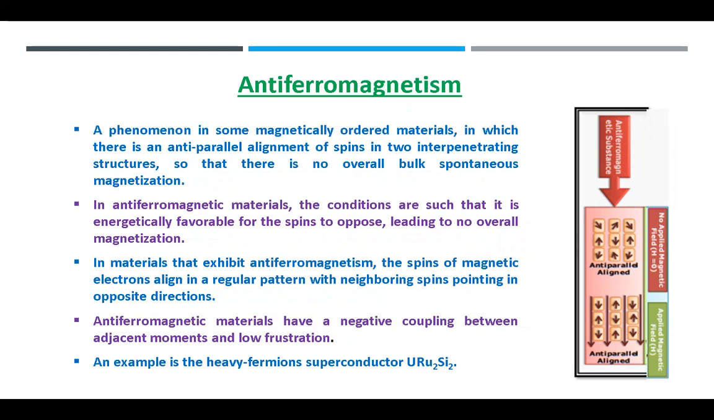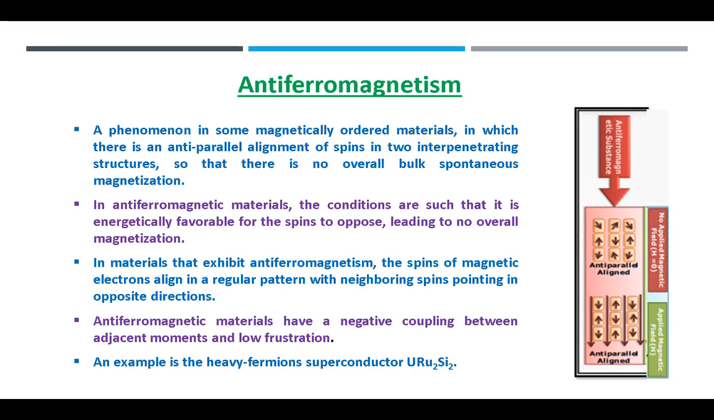Last one is antiferromagnetism. It is a phenomenon in some magnetically ordered materials in which there is an anti-parallel alignment of spins in two interpenetrating structures, so that there is no overall bulk spontaneous magnetization.